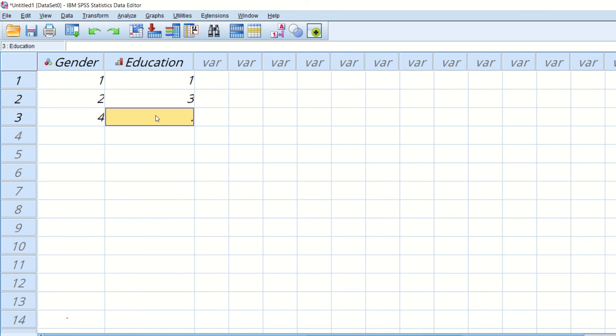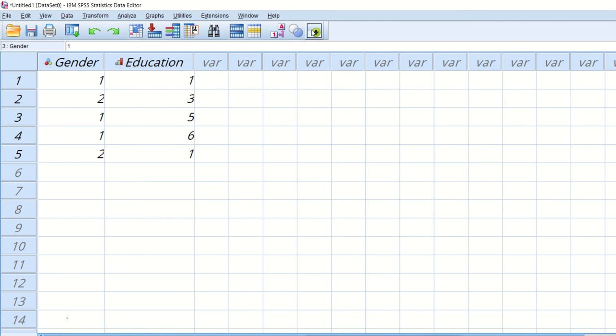Of course, you have to ask people, or you have to look at what their gender is and what their education level is. By the way, gender is just 1 and 2 here, so I can only write 1 and 2. I didn't write any other genders here.